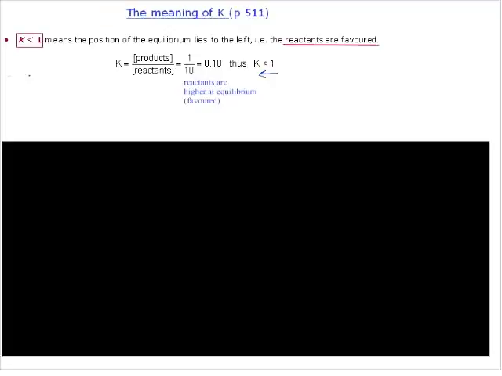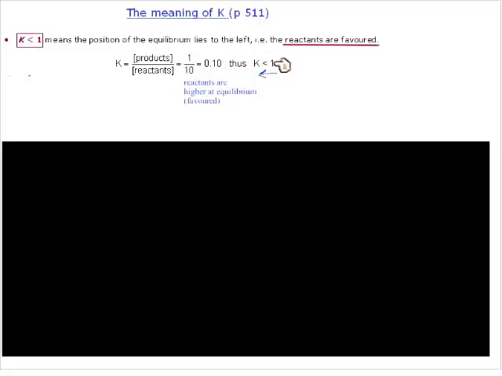What we're looking at is there's different situations for K. If K is less than 1, let's have a look at what K represents. We're saying that if K is less than 1, the equilibrium lies to the left, and the reactants are favored. Well, what does that mean? If I do my equilibrium expression, K is products over reactants, and if the reactants are favored, the reactant concentration should be much larger than the products. So let's put in some hypothetical numbers. Let's say the reactants are 10 times the concentration of the products. So it's going to be 1 divided by 10. I get a value of 0.1. And this value is less than 1.